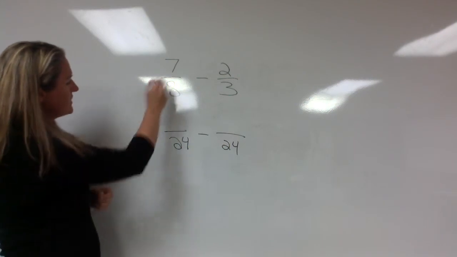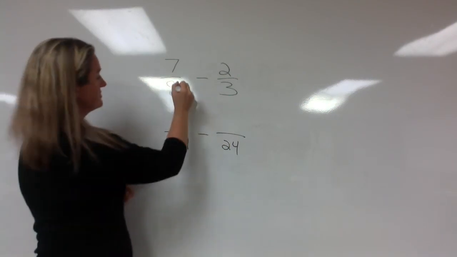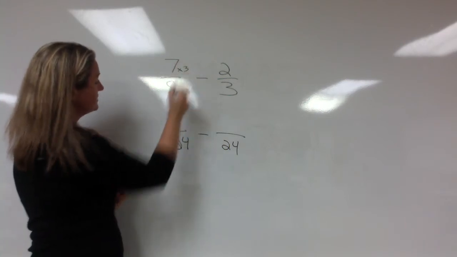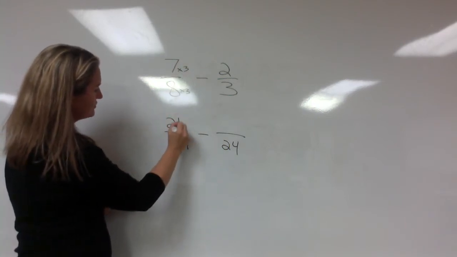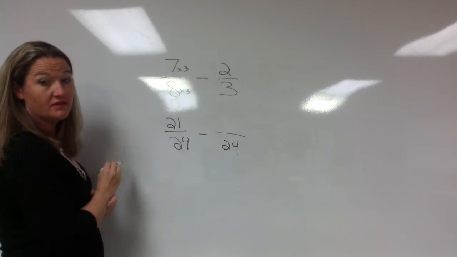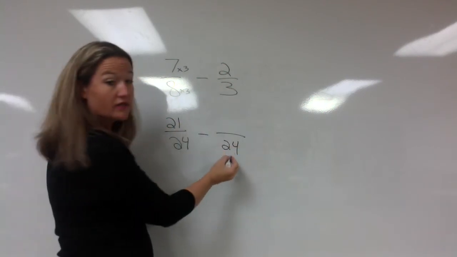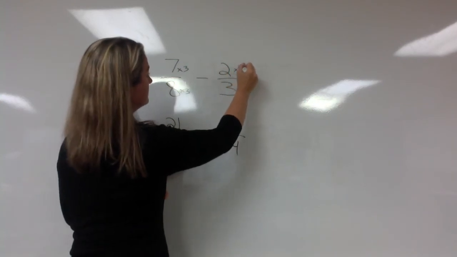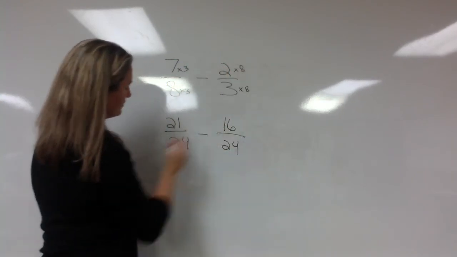Okay, so 8 times what gives you 24? Times 3. So we've got to do the same thing to the 7, times 3. So that gives us 21 over 24, which is equivalent to 7/8. Okay, 3 times what gives you 24? 8. So we have to do the exact same thing to the 2. That gives us 16 over 24.